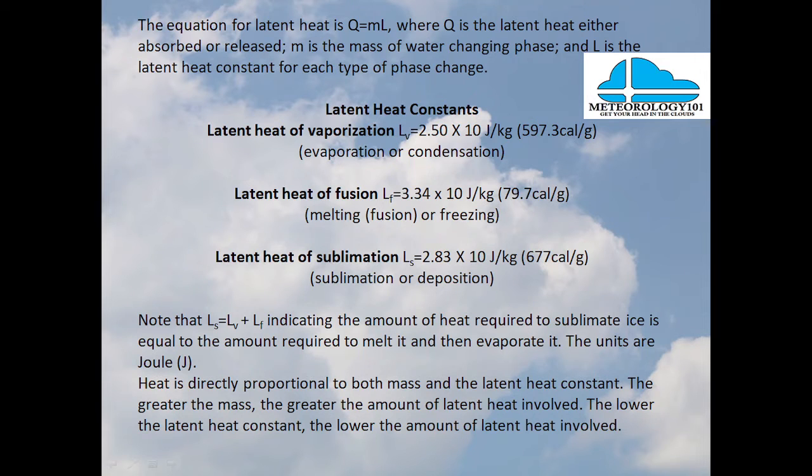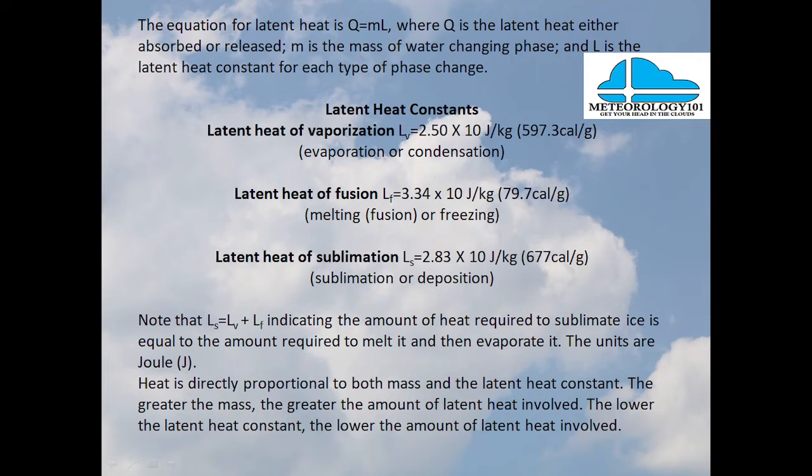And then the equation for latent heat is Q equals mL. Q is the latent heat, either absorbed or released. m is the mass of the water changing phase, and L is the latent heat constant for each type of phase change. So I do have the equations here for latent heat of evaporation, latent heat of fusion, latent heat of sublimation, and then there's a note on the bottom that says L_s equals L_v plus L_f.